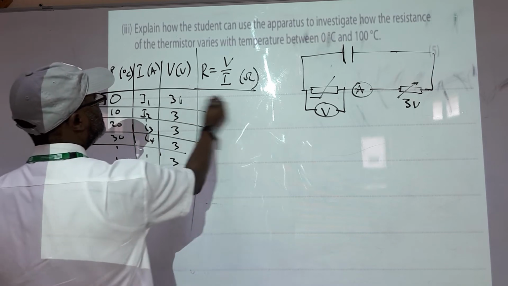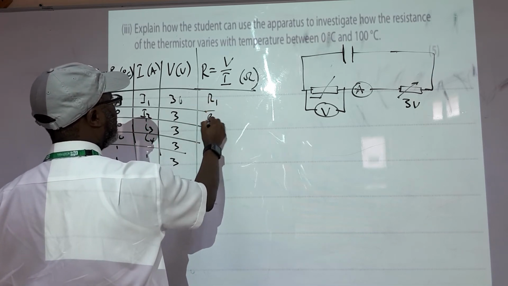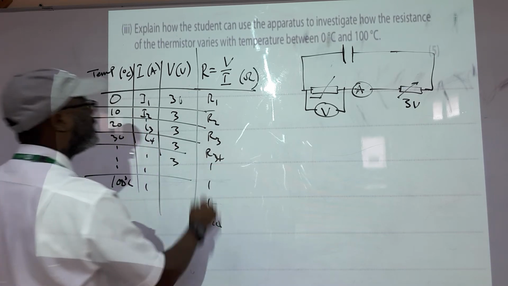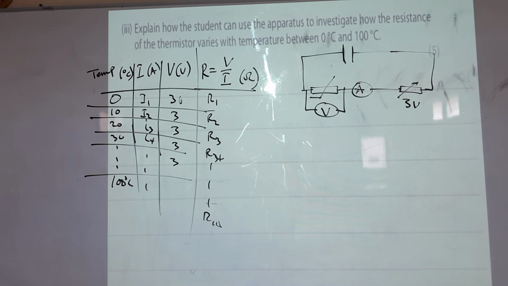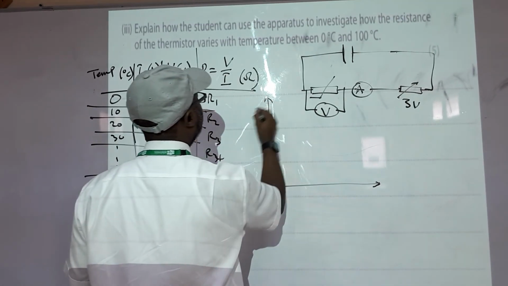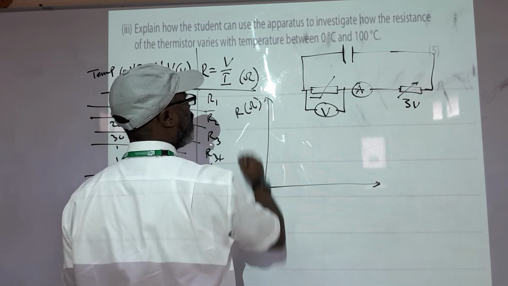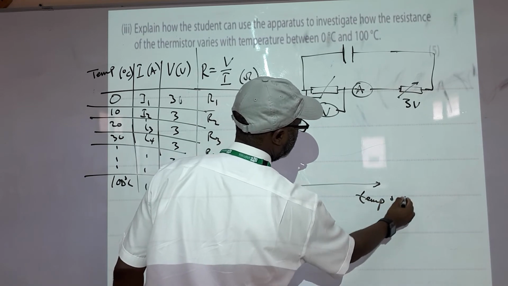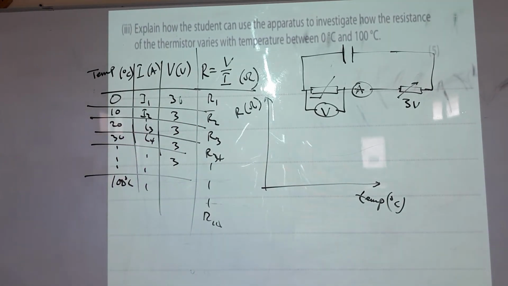So the next thing is you do the calculation. You can then find R1, R2, R3, R4, up until R10. The next thing is you want to find the effect of the temperature on the resistance. So you can then plot your graph of resistance in ohms against the temperature in degrees Celsius. Then you can see the trend, and you can use the graph to explain what you think the effect should be. And that is how that is done.